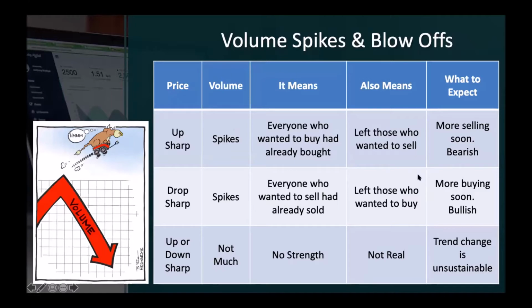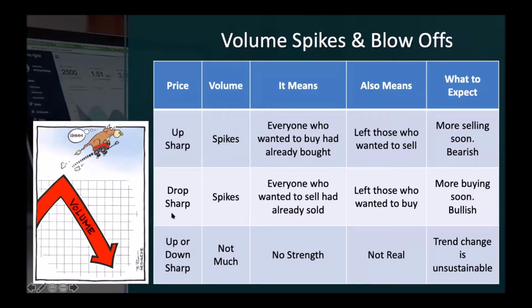This is bearish. When it reverses, there's a sharp drop of the price, not gradual, together with a spike of the volume, again with everybody taking action. The price drops because people are selling and they have already sold, so only those who want to buy are left. So we expect the reverse, with more buying, and it will soon turn bullish.